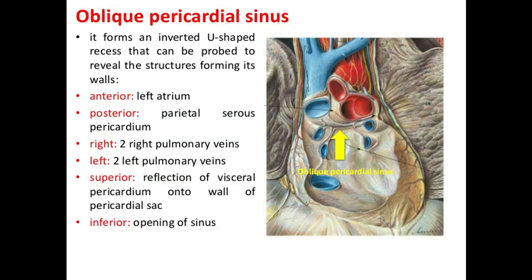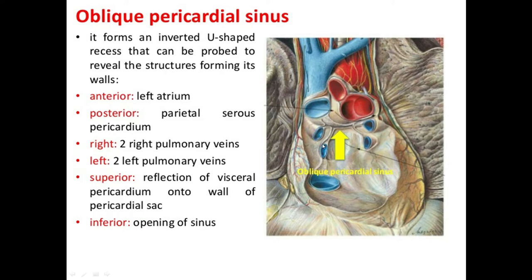Now, there is one more sinus, that is the oblique pericardial sinus. It is the sinus which has various walls. Like anteriorly is the left atrium. Can you make out this is the left atrium into which the four pulmonary vessels are opening, the veins are opening.